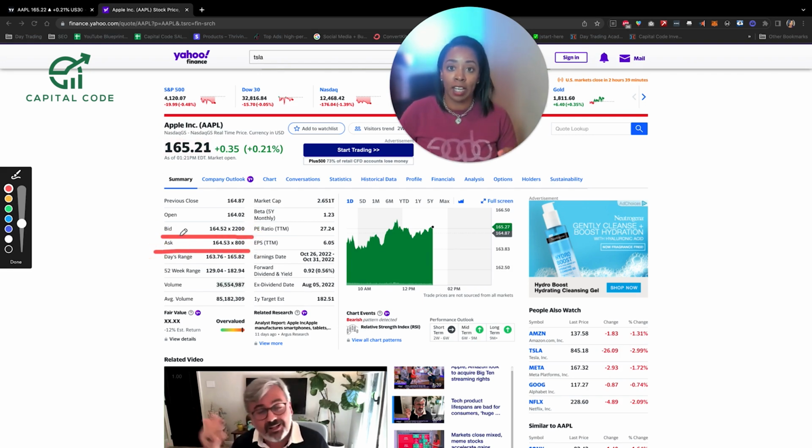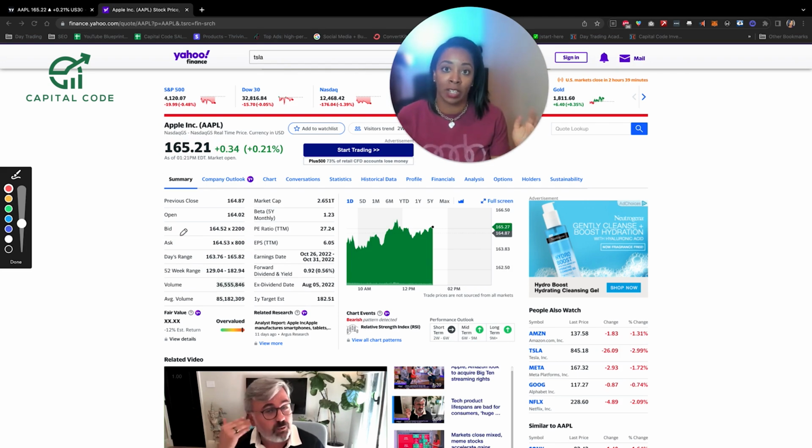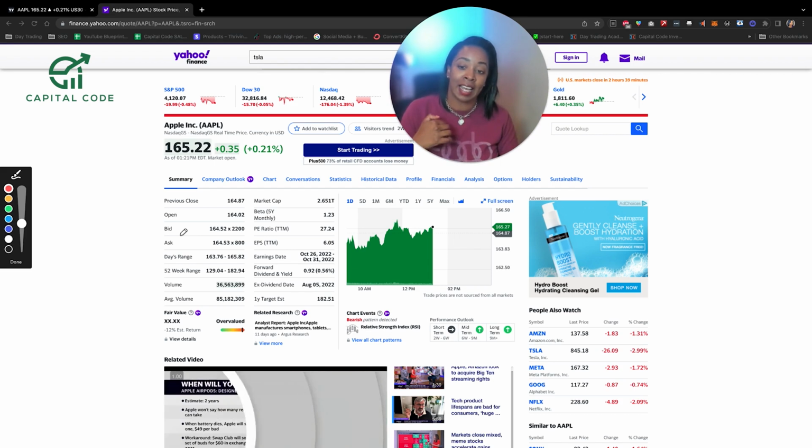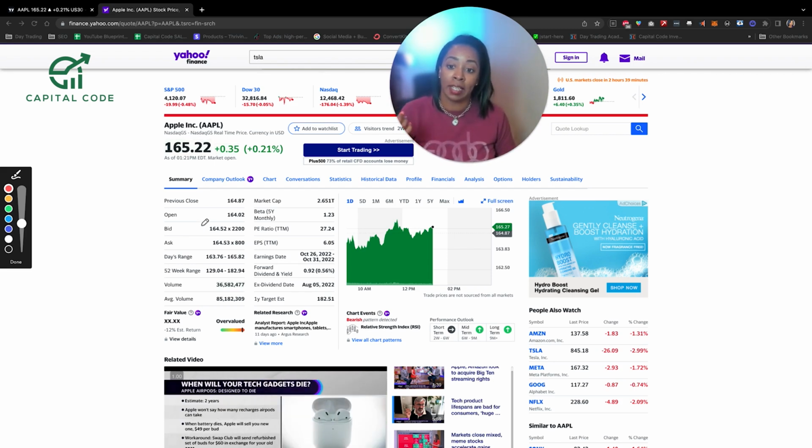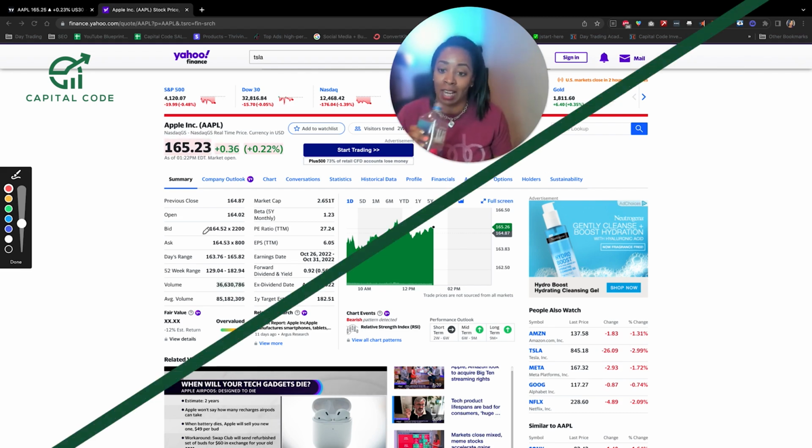And then we have the bid and the ask. So every transaction on the stock market, there has to be a buyer and a seller, and the bid is coming from the person who is trying to buy, and the ask is coming from the person who is trying to sell. So it's just like if you were selling a car. You have a price that you want to sell it at, but the buyer may want it for a lower price. It's exactly what's happening right here in the stock market.